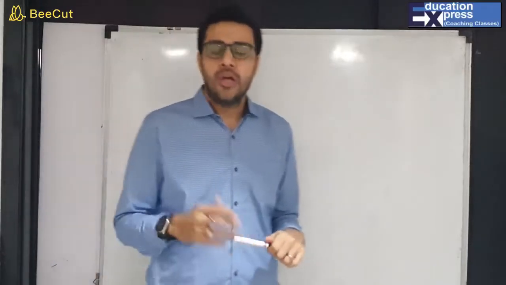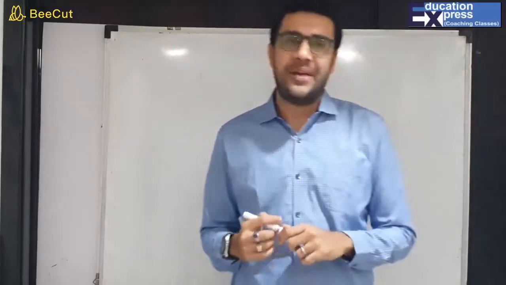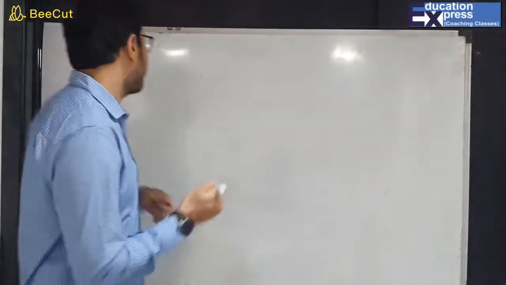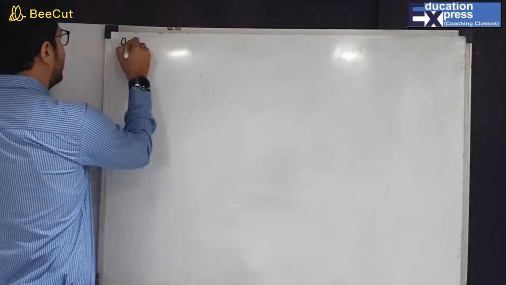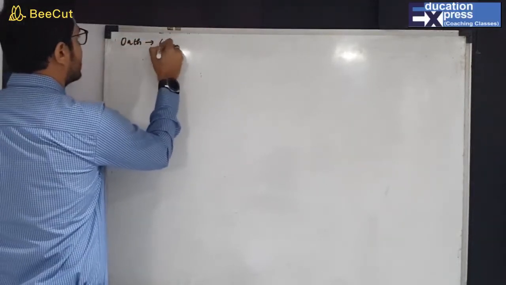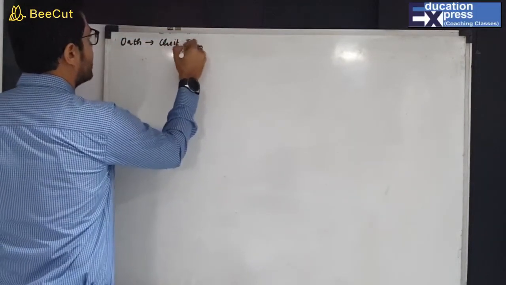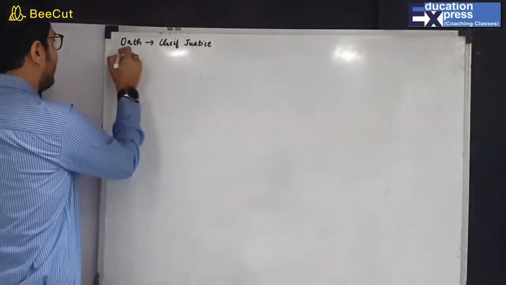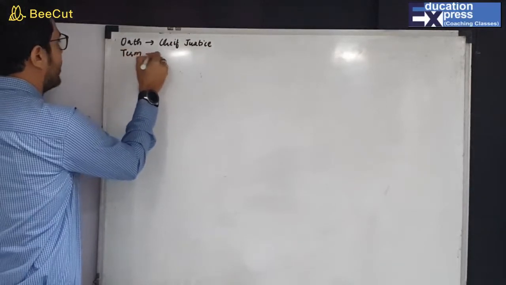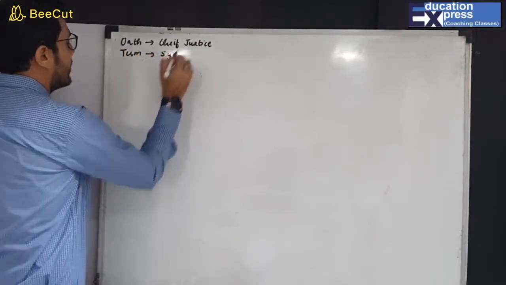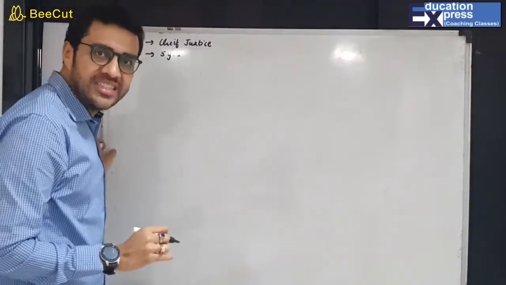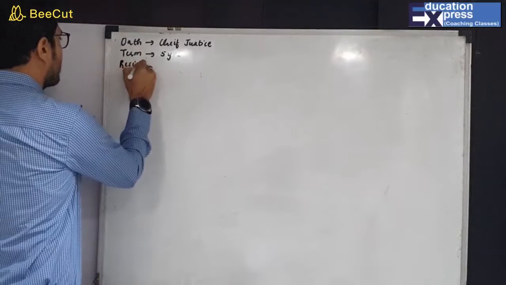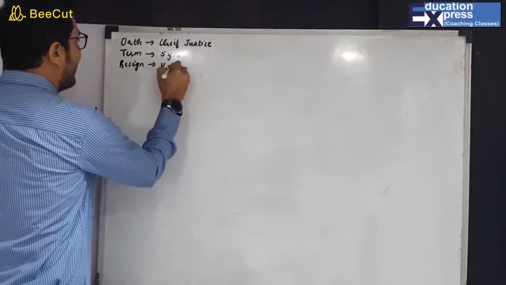One more time. Who gives the oath to the president? The Chief Justice gives the oath to the president. Okay? What is the term of the president's office? Term or tenure? 5 years. Can he resign before the term of 5 years? Yes. So, he has to give the resignation to whom? To the vice president.